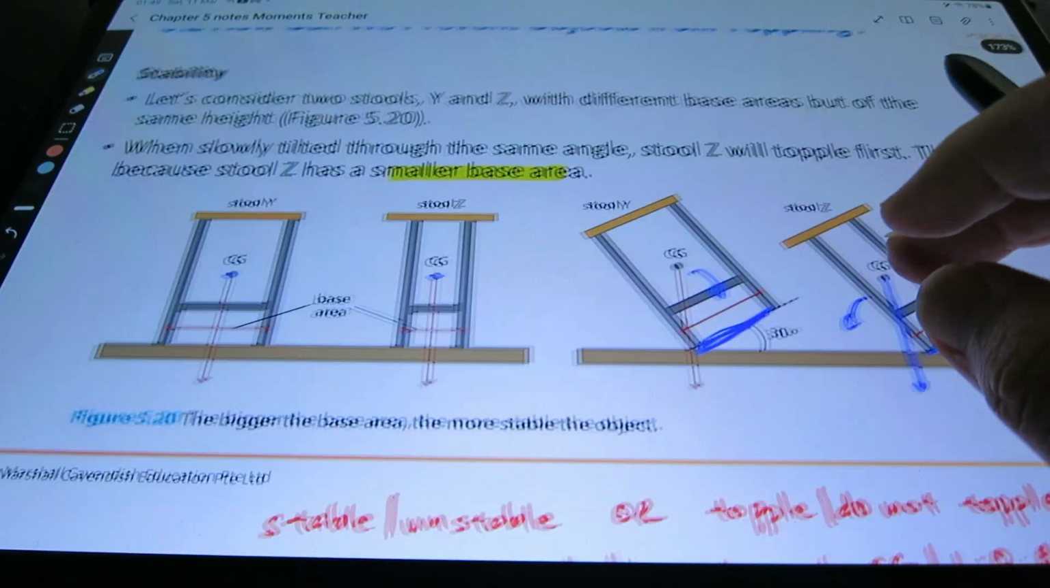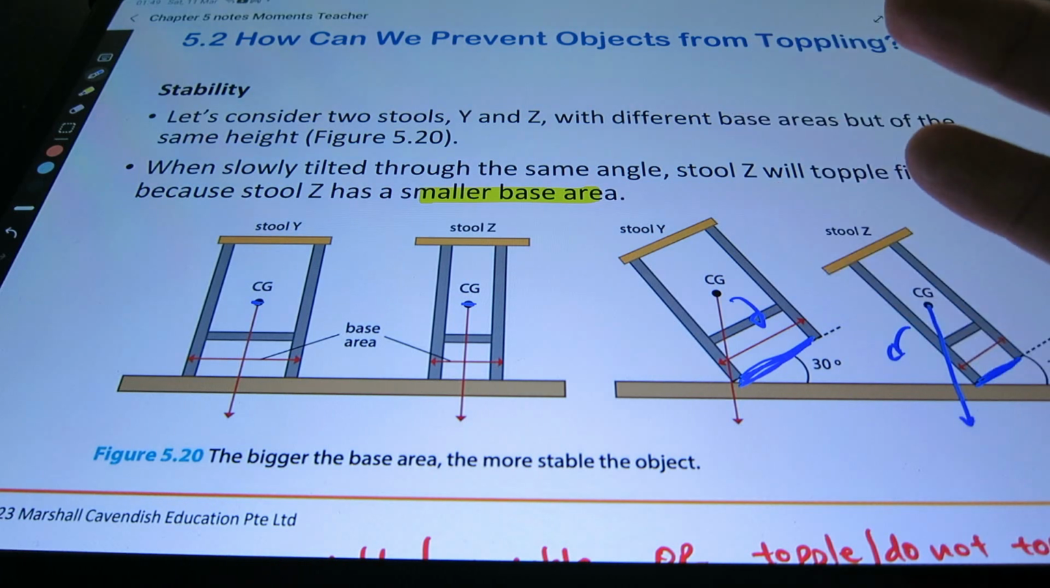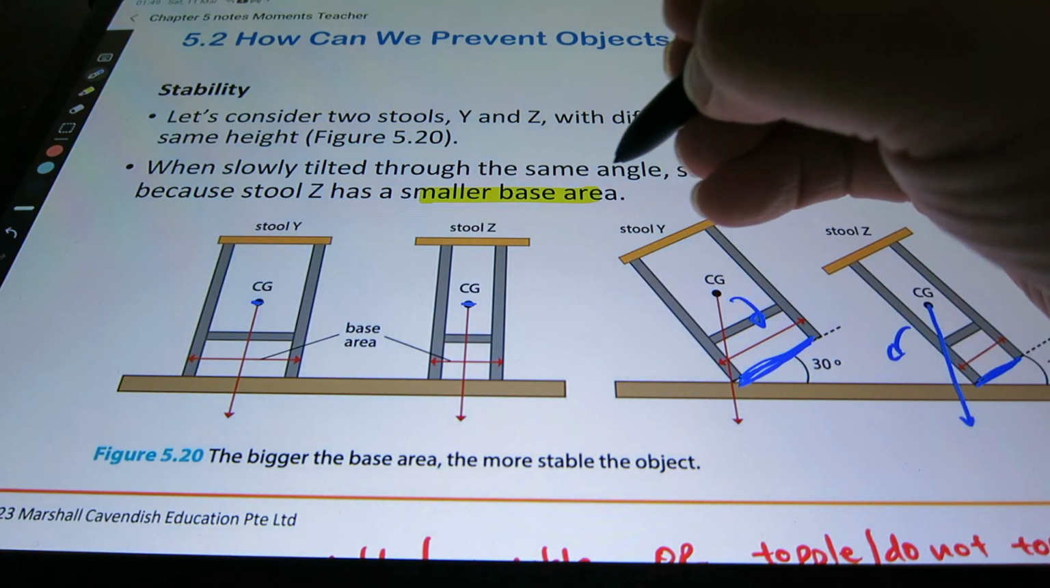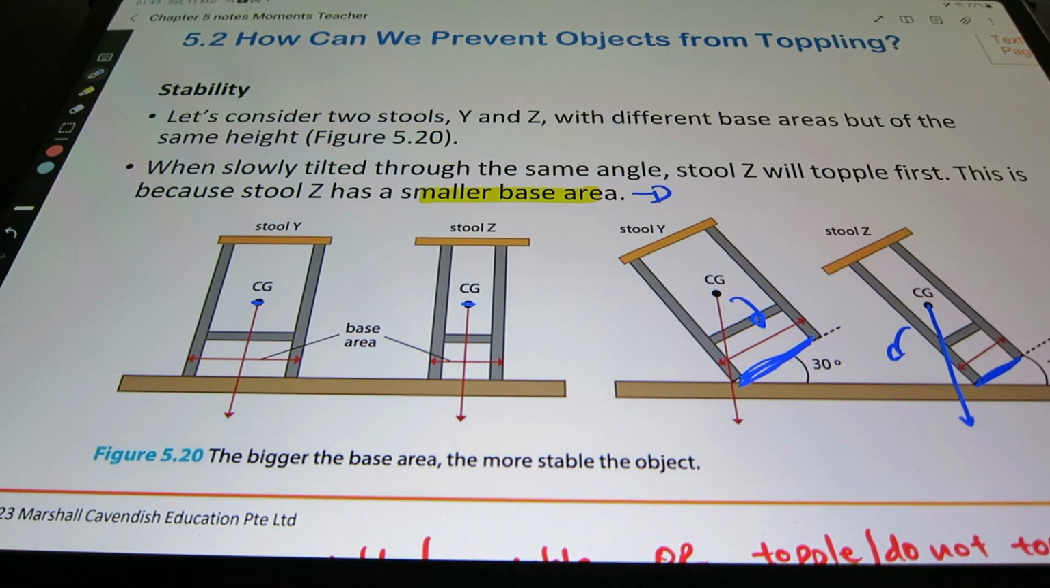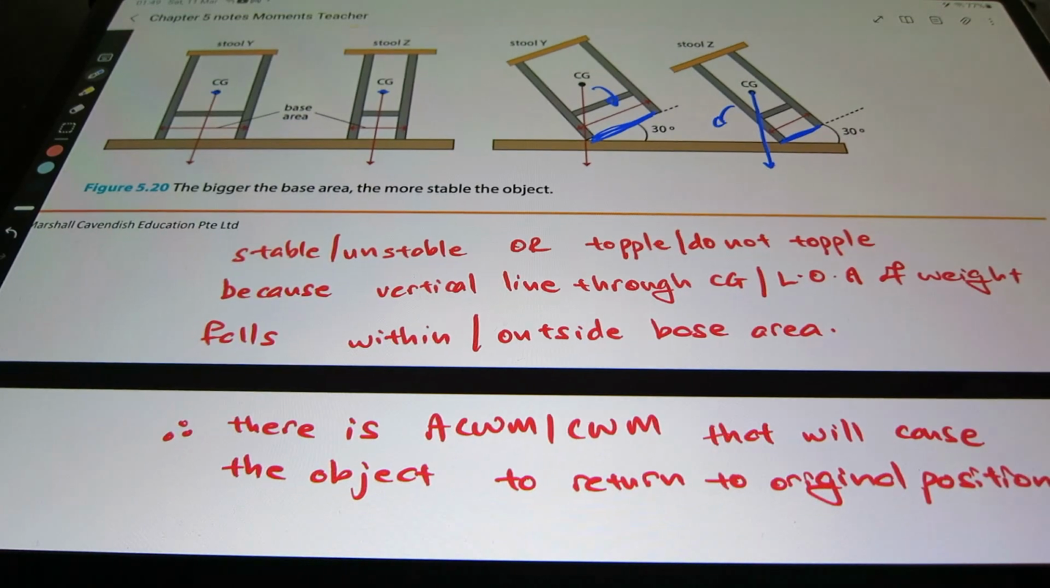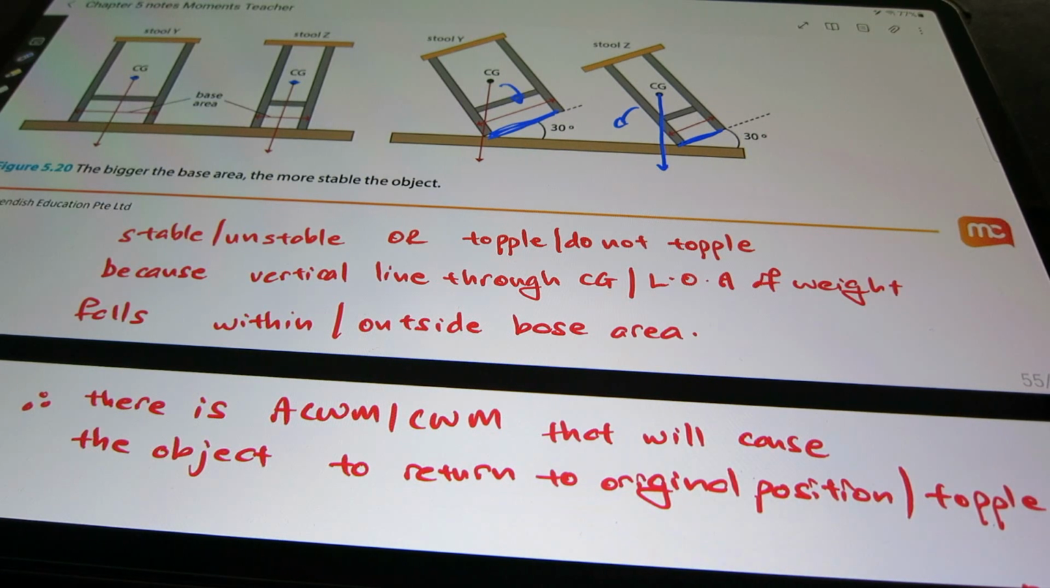So the smaller the base area, the worse the object is at keeping itself stable. So smaller base area, less stable. Alright, so this is a summary. I'm just going to run through very quickly with you.